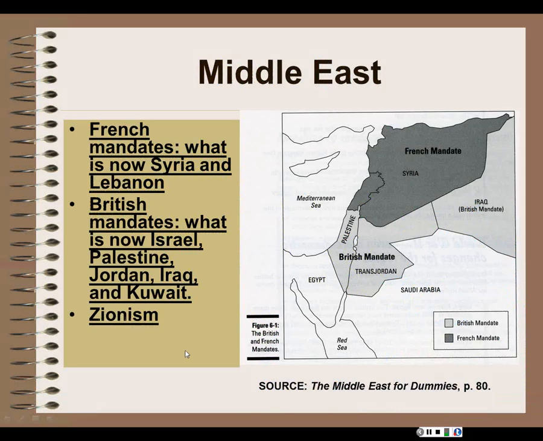When we last left off with the Middle East, we said that the Ottoman Empire had fallen apart at the end of World War I, and that France and Britain were given mandates by the League of Nations to take over certain possessions that had belonged to the Ottoman Empire and to prepare those areas for eventual self-government. So the French were given mandates in what is now Syria and Lebanon, the British in what is now Israel, Palestine, Jordan, Iraq, and Kuwait.